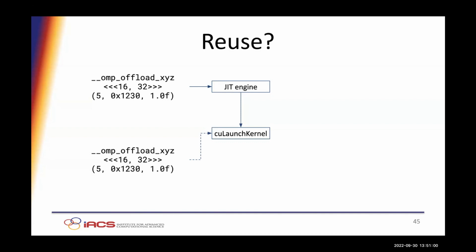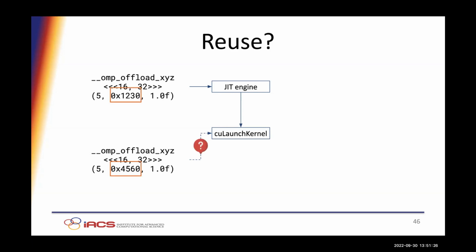Do we still have to go through the JIT engine again? Or generally speaking, do we have to JIT the image every time we have a kernel launch? We definitely want to reuse previous target tables as much as possible because all the steps have overhead. Here, the second kernel launch is identical to the first one. It can directly use the target table of the first launch.